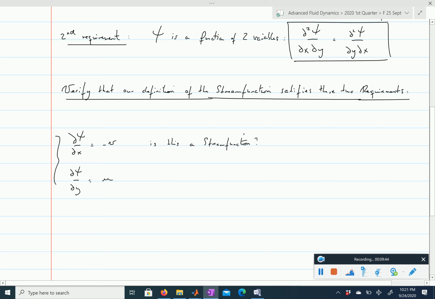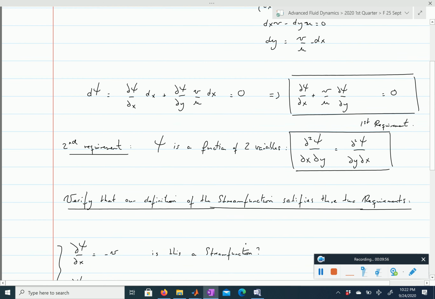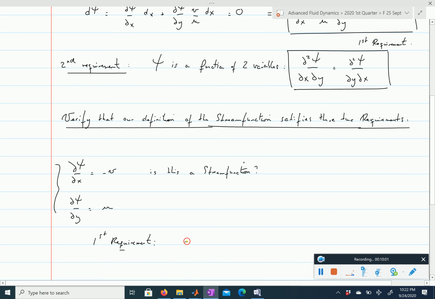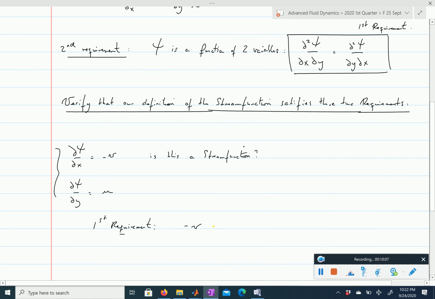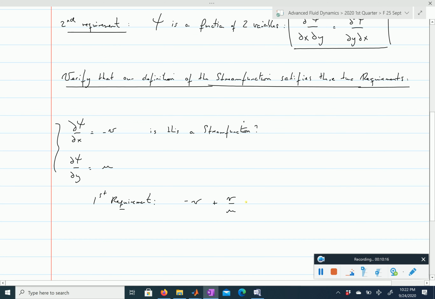Right, so let's see if it satisfies the first requirement. Our first requirement is that partial psi partial x, which is minus v here, right, so minus v, plus v divided by u times partial psi partial y, which we defined as u. Right, this is indeed equal to minus v plus v, so this is equal to 0. Check.